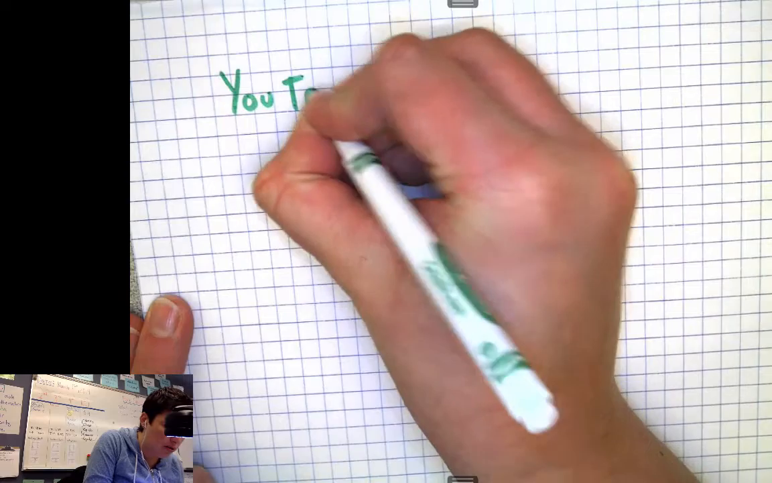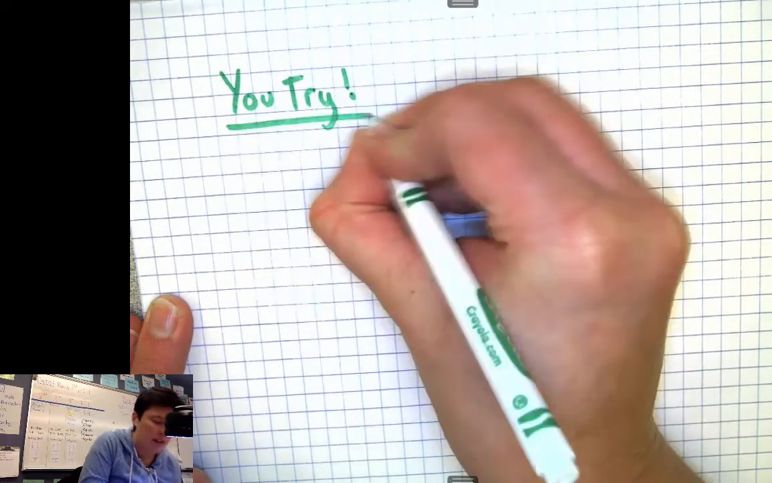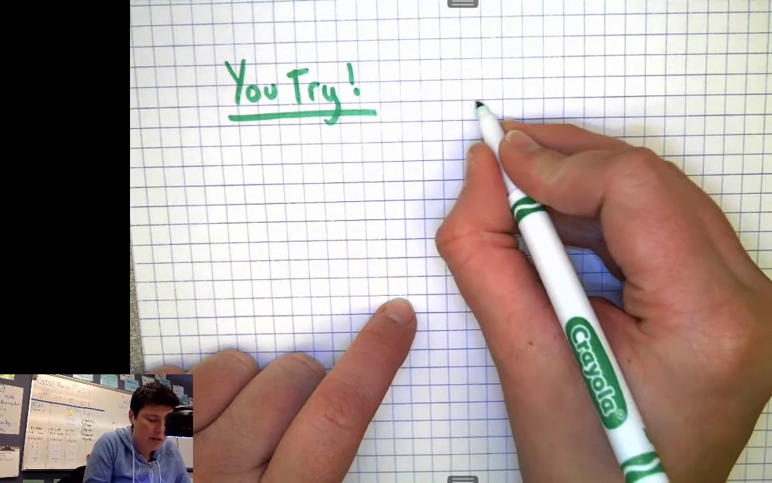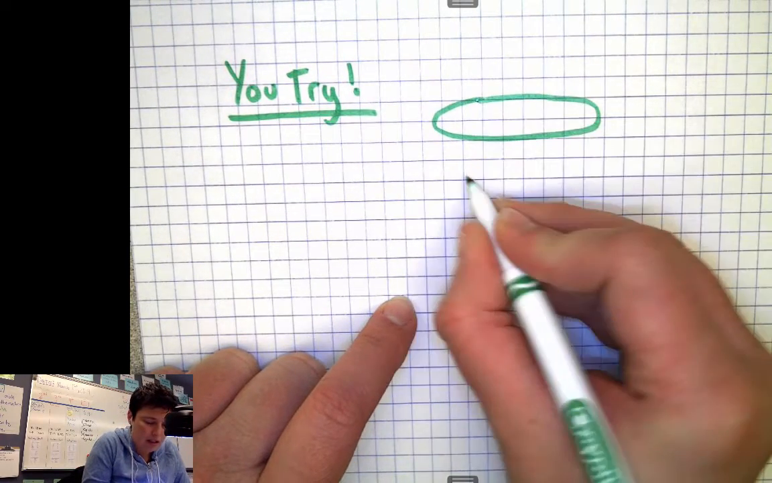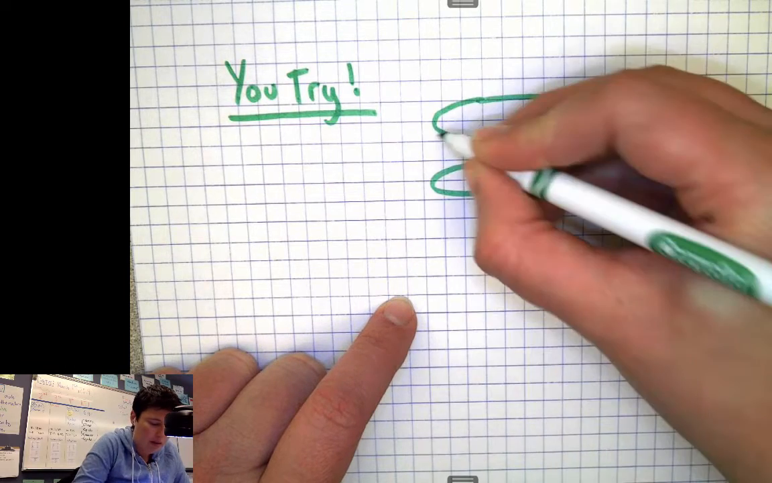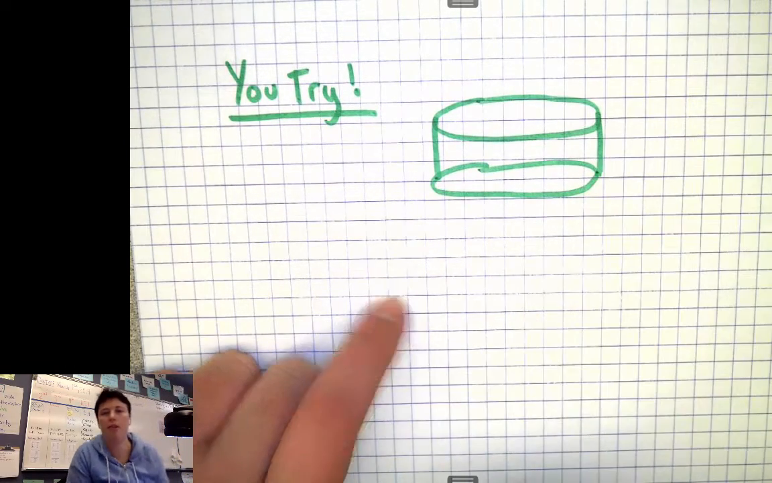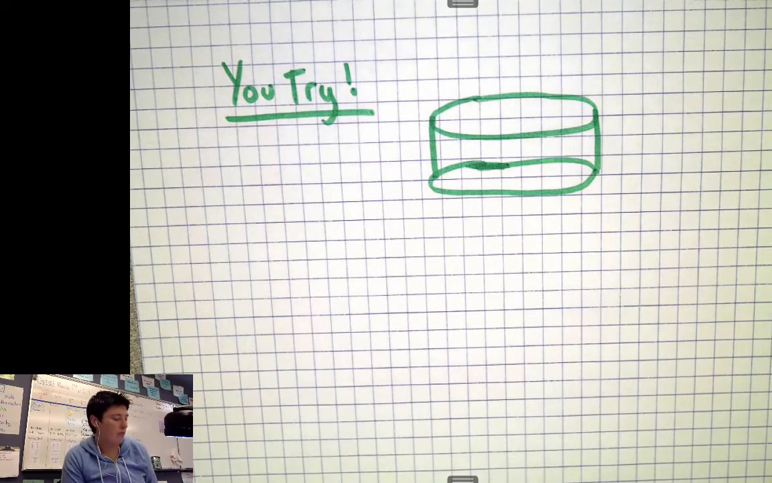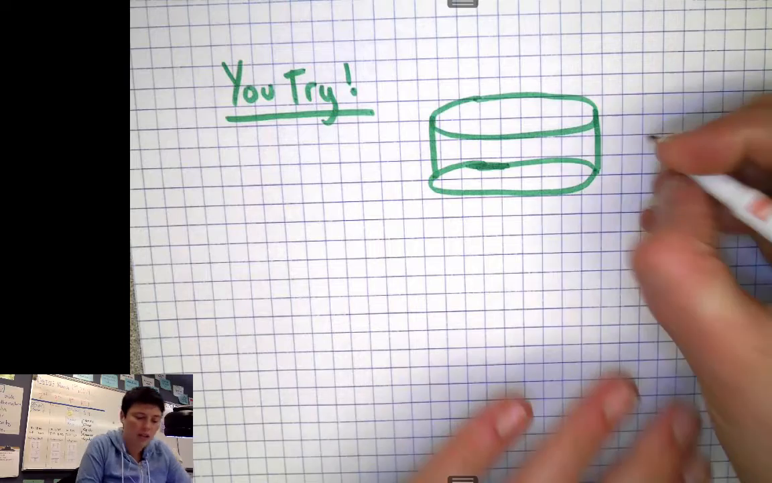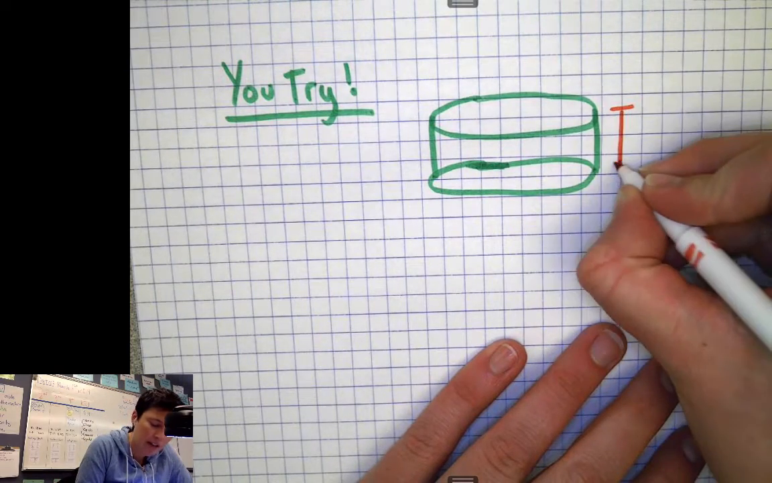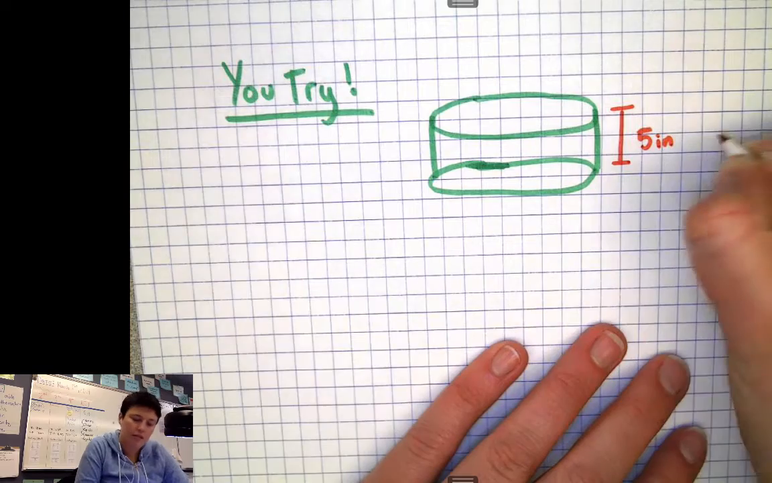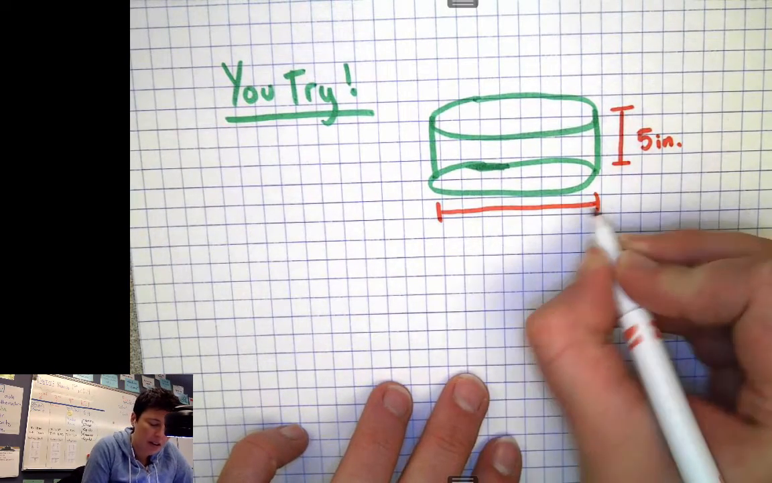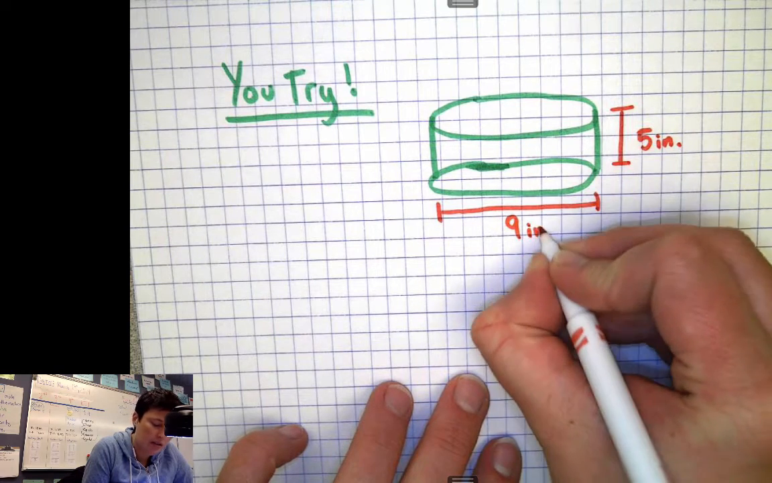Here is your you try problem. See if you can do this on your own, and then when you're ready, you can check your answer. And I'm going to draw a cylinder that looks kind of like this. There is my cylinder. Should make that look a little better, but there you go. So the measurements on this cylinder is it measures a height of 5 inches, and it has a distance across the entire circle of 9 inches.